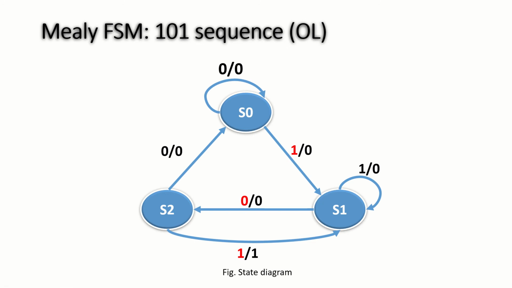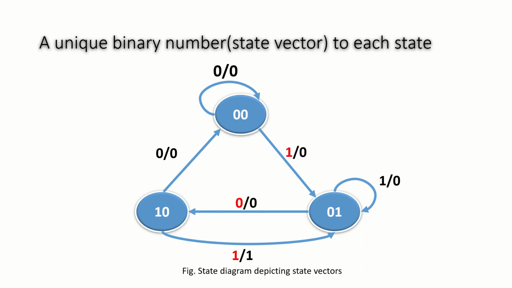Now in this state diagram, we have denoted our states as S0, S1 and S2, but our Xilinx would not understand that. We need to represent each state with a binary representation, called a state vector. So in this state diagram, we have denoted each state with a binary representation. S0 is represented with 00. As we have 3 states, we use 2 bits to represent each state: for S1, 01, and for S2, 10. Today we will see how we can write the Verilog code for this Mealy 101 sequence detector.